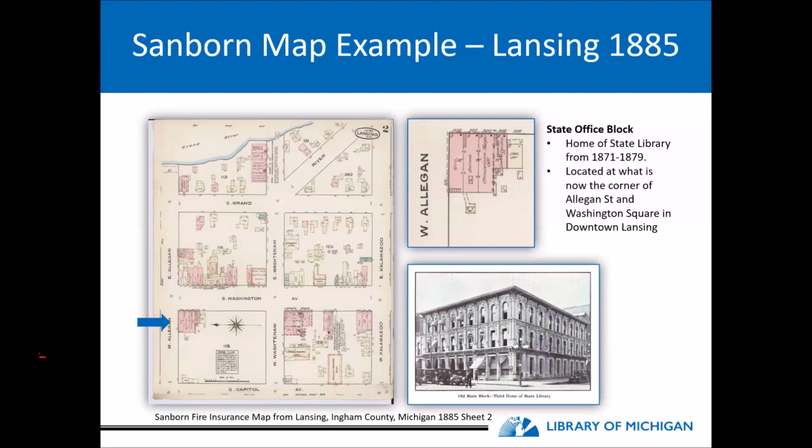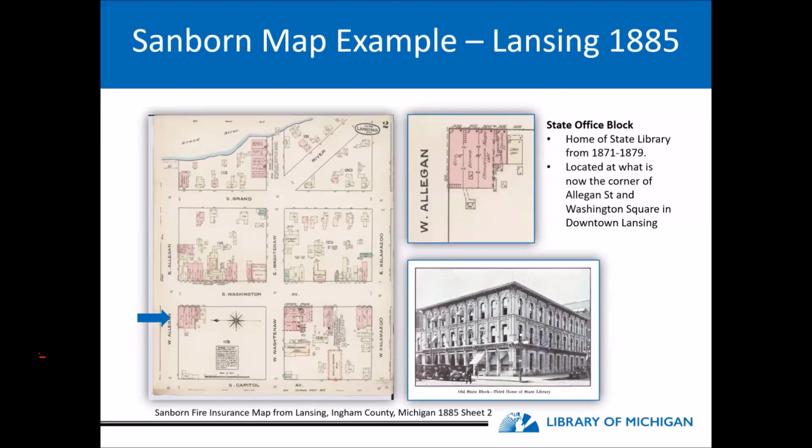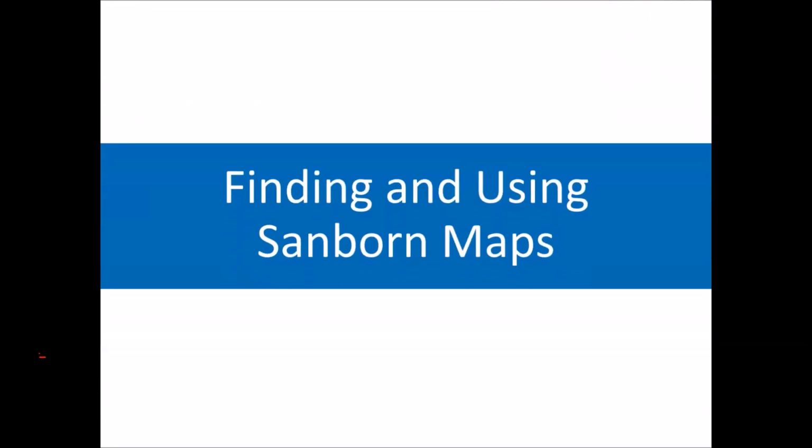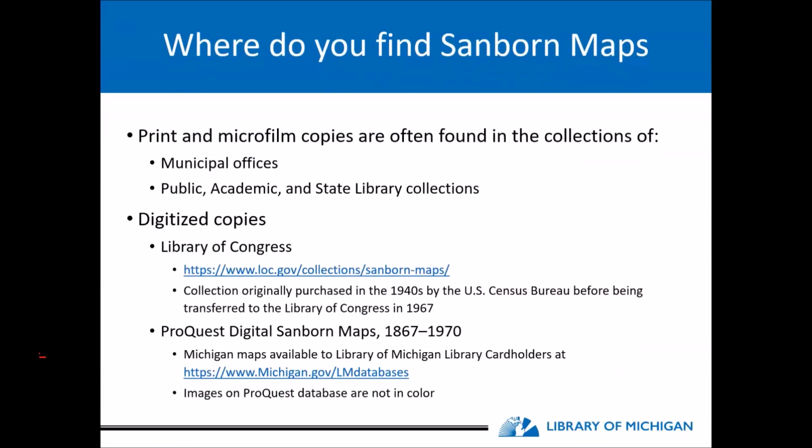I'm going to go ahead and move to the next slide. So we're going to find and use Sanborn Maps. Where can we find Sanborn Maps? Well, yes, you can find them here at the Library of Michigan because we have a subscription, but other places, typically municipal offices, will have some kind of Sanborn Map access, maybe their own copy, maybe they have a digital subscription, but definitely some public libraries, academic libraries, and state library collections like us.